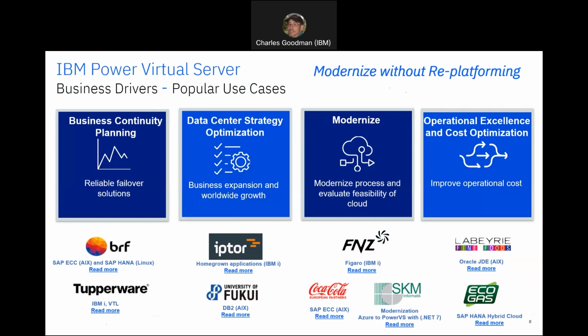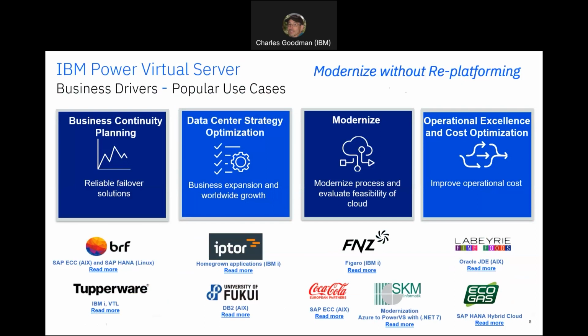The next box over, the data center strategy optimization: we have a lot of customers that need to either close down data centers that they want to move out of to reduce cost, or they have the need to create a data center in Europe to support GDPR requirements. And we're able to do that with our Power Virtual Server. We have environments all around the world that we can spin up very quickly. We can move system images from data centers in the US to anywhere in the world to help customers rapidly deploy workload around the world.